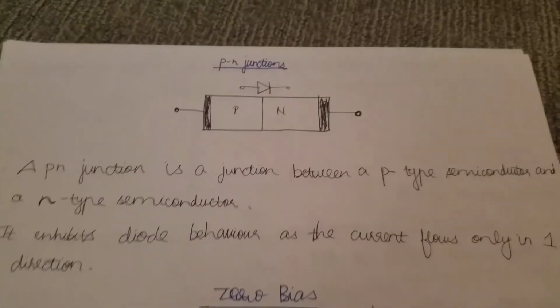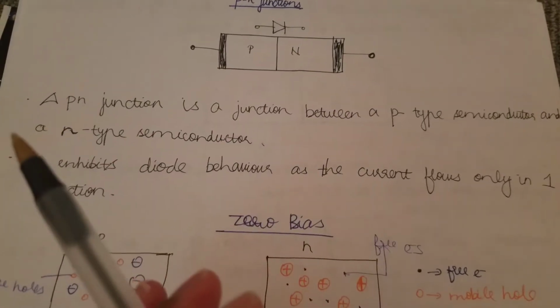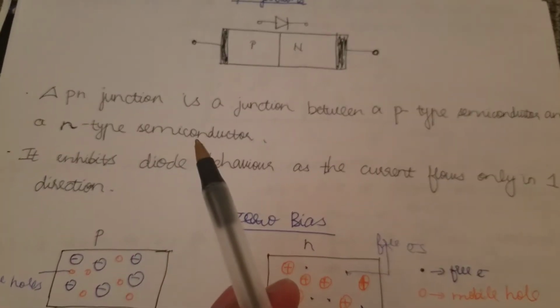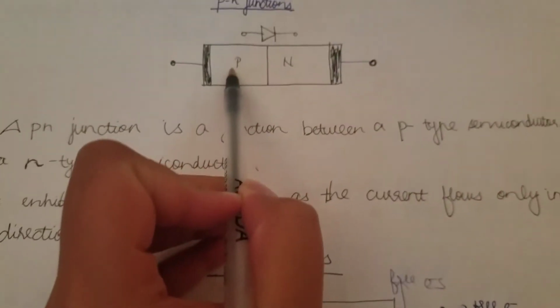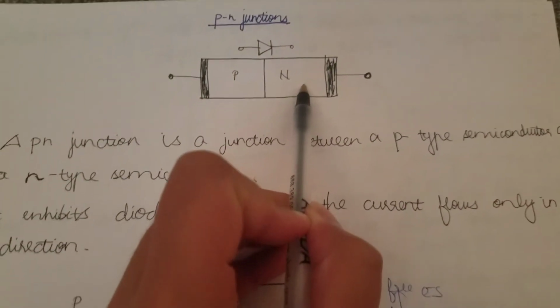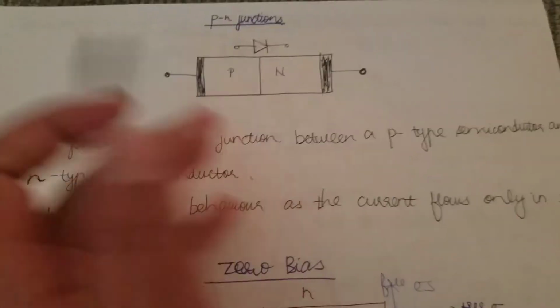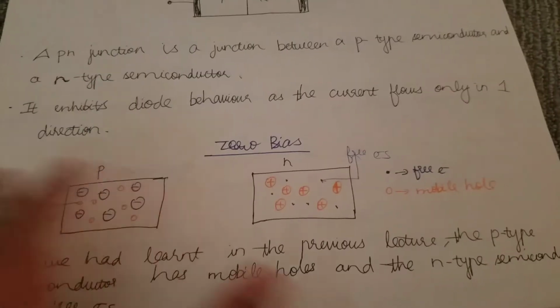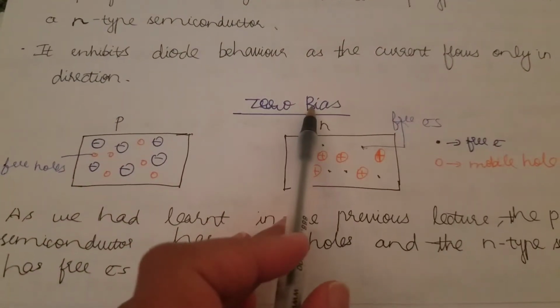A p-n junction is a junction between a p-type semiconductor and an n-type semiconductor. It exhibits diode behavior as the current flows only in one direction. So let us study the behavior of the p-n junction in zero bias.